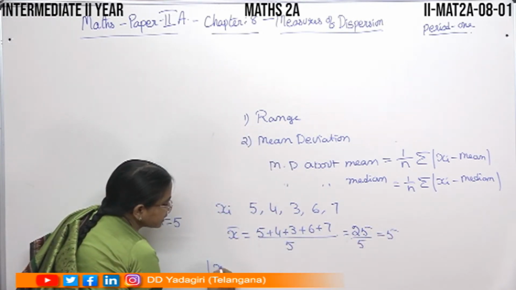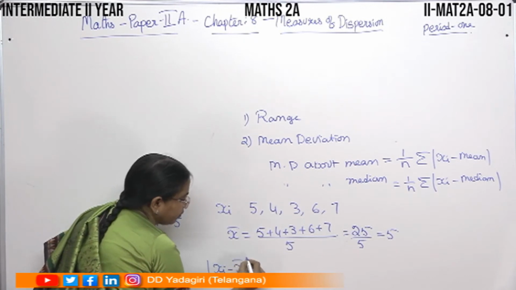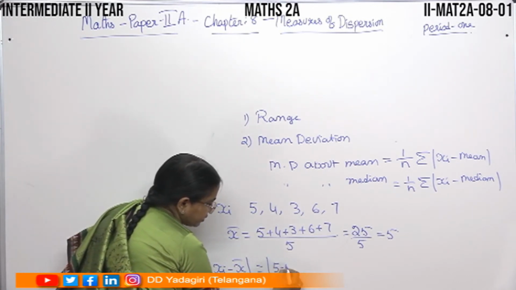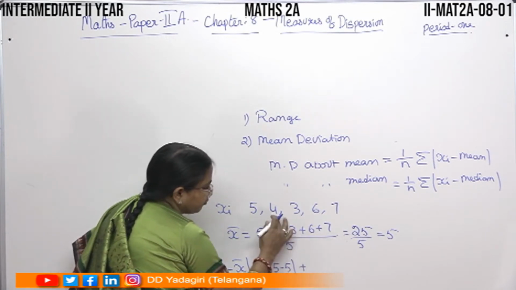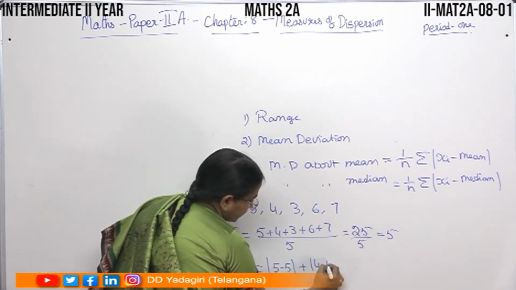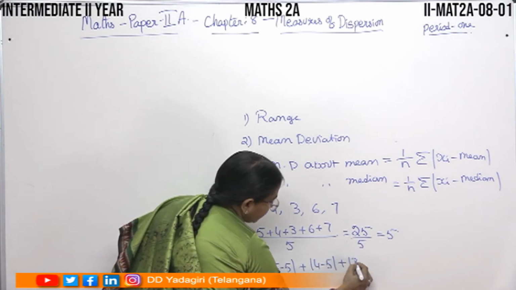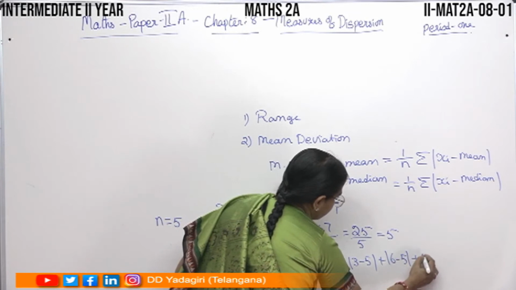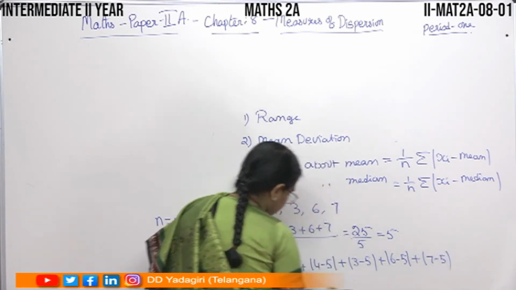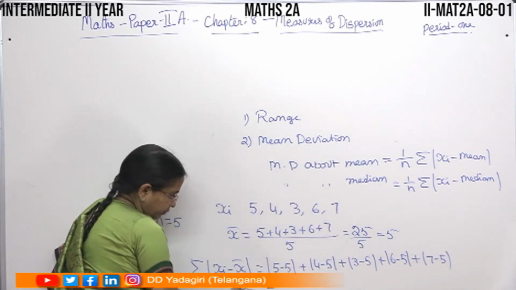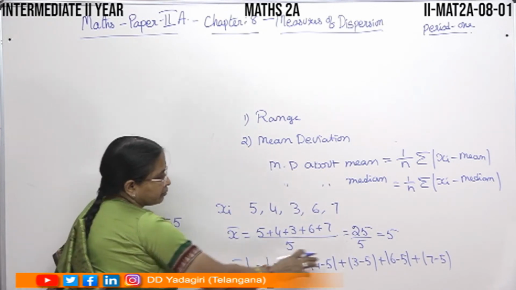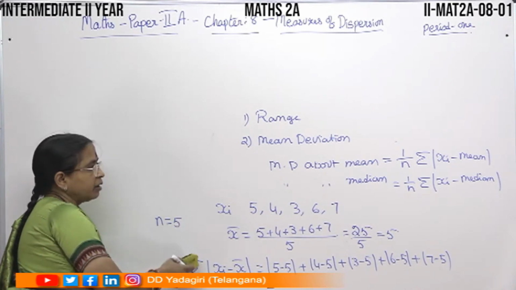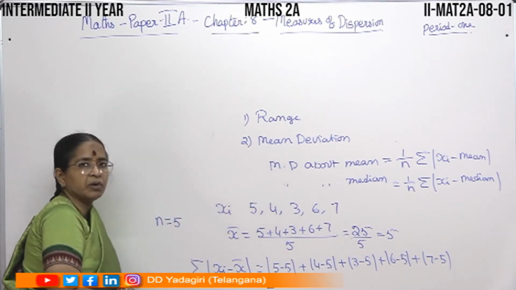Find mod of xi minus x bar. Sigma of, that is, mod of 5 minus 5 plus mod of 4 minus 5 plus mod of 3 minus 5 plus mod of 6 minus 5 plus mod of 7 minus 5. Write all the positive values only. So that gives you the sigma value. Then just substitute in the formula. Like that we find the mean deviation about the mean.